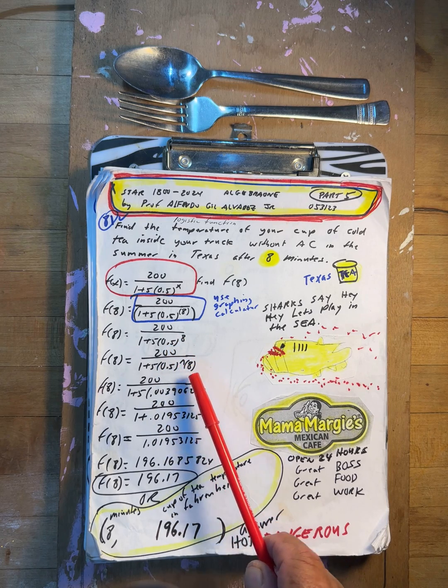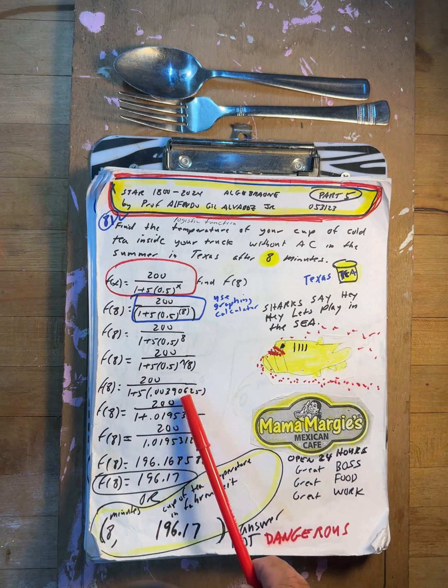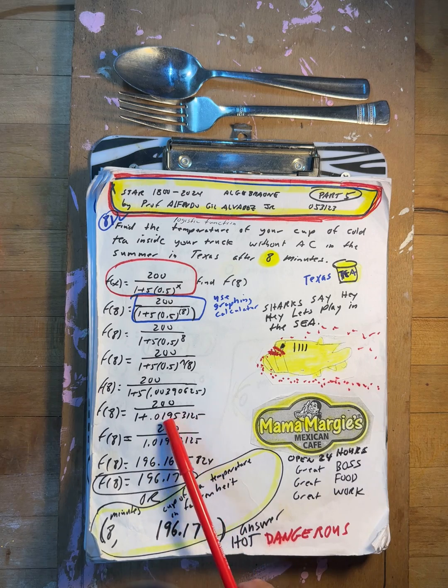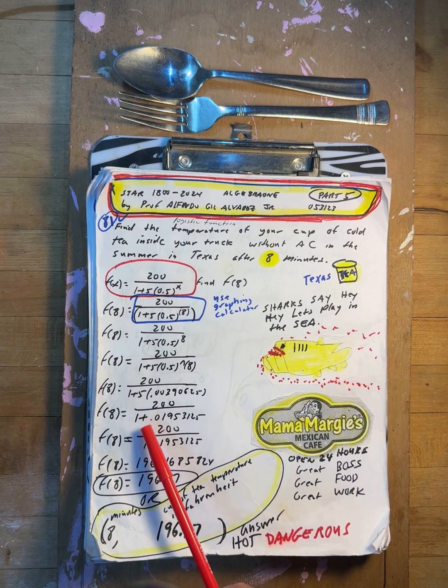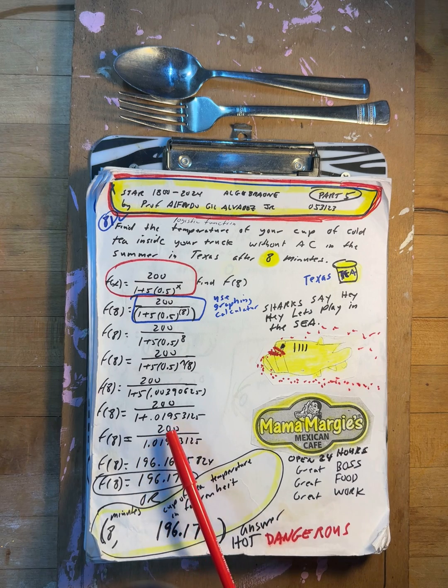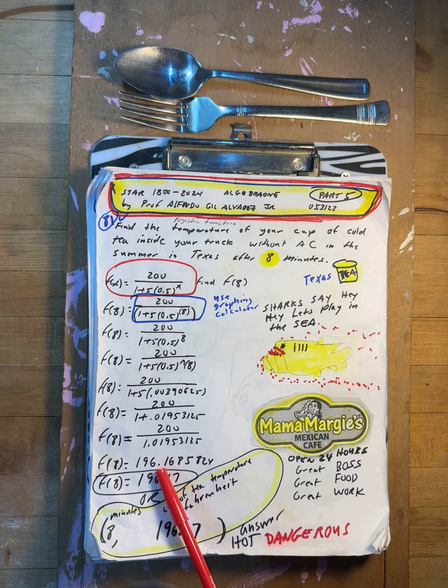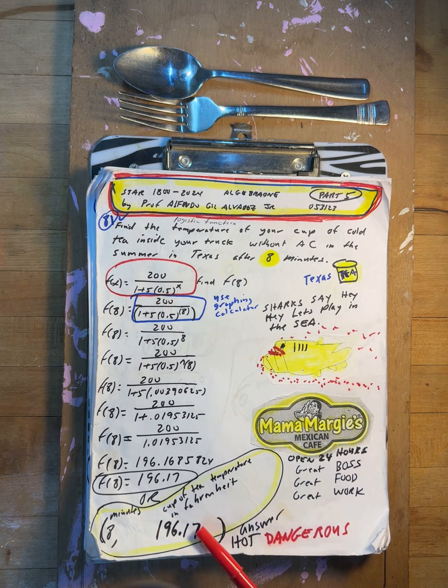Using the calculator, it's going to give me this number. This number times 5 is this number right here. So now you have 200 divided by this. Add those two bottom together. So numerator, denominator, divide those numbers on your calculator. You can get 196.1685824. Round it to 196.17. So after 8 minutes, your cup of tea temperature in Fahrenheit is going to be 196.17 degrees inside your truck. Hot, dangerous temperature.